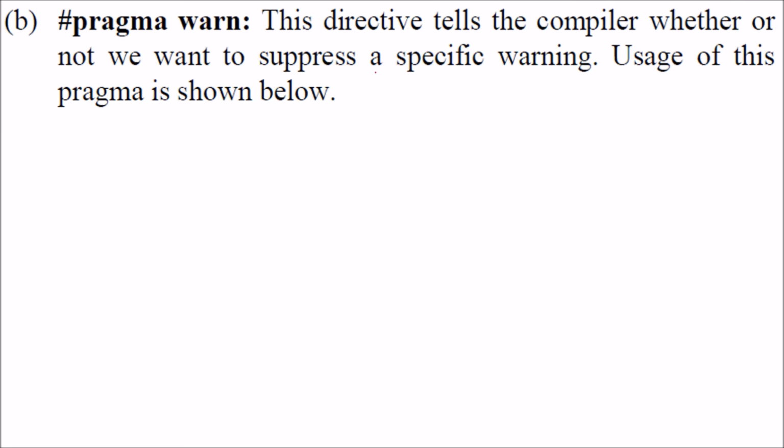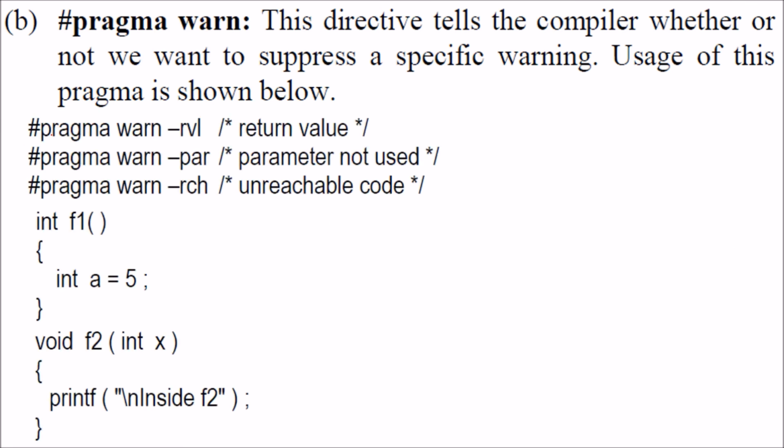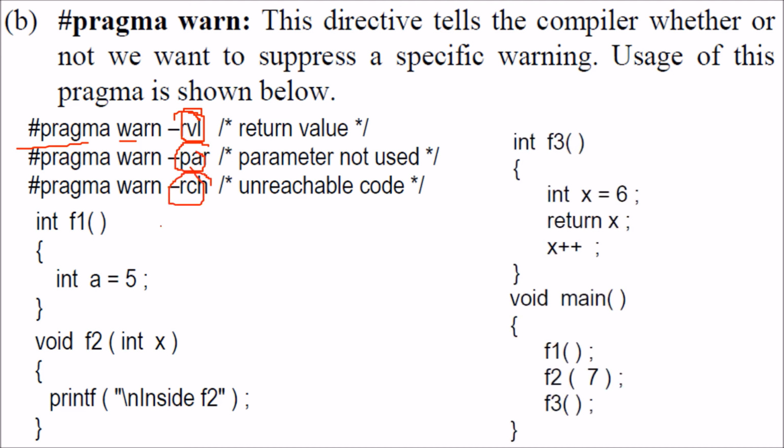Then you want to suppress some warnings. See, you have given here hash pragma warn, RVL, return value. You have this parameter not used, and this is unreachable code. See in this program very carefully. First of all, we are passing this x in this function, and we are not utilizing it here. We have no x inside this code. So we are not using this x. Here we have a function which has a prototype, say it is returning something, but there is no return line here.